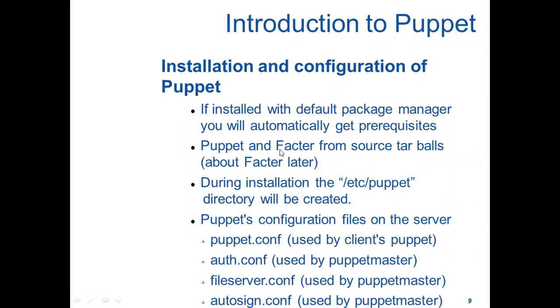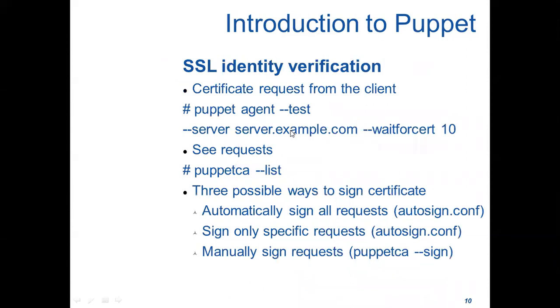So we'll do that. Here, there are some directories which are created, mostly under /etc/puppet. We'll also see some configuration files: puppet.conf, authentication, file server, etc. And the command to run at the client, like chef-client in Chef, right? Here it is puppet agent -test or -t.